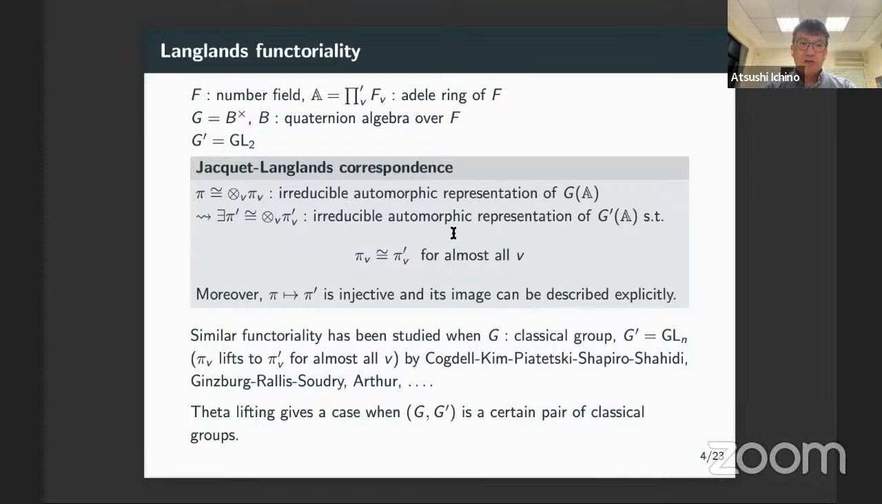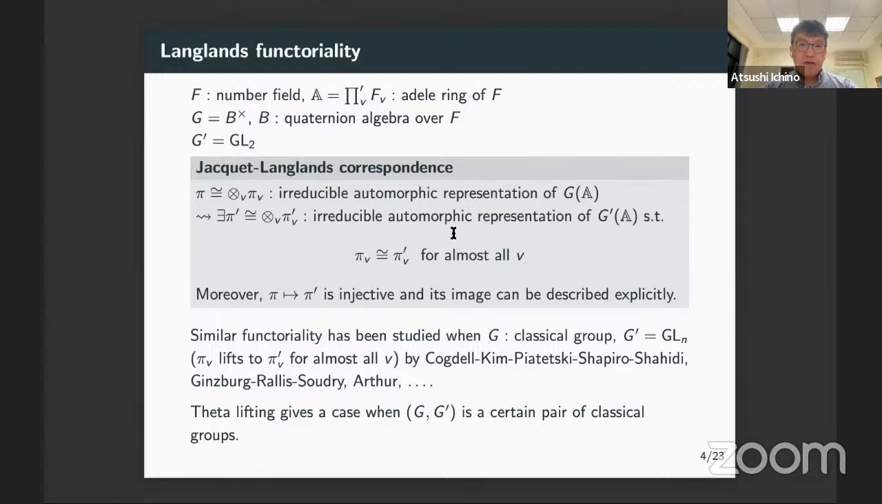In other words, suppose that F is a number field and A is the ring of adeles of F, and consider the following two algebraic groups, G and G prime. We let G be the multiplicative group of a quaternion algebra B, and let G prime be GL_2. Then Jacquet and Langlands proved that given an irreducible automorphic representation pi of G, namely of B^x, they can find some irreducible representation pi prime of GL_2, such that pi and pi prime are related in the following way.